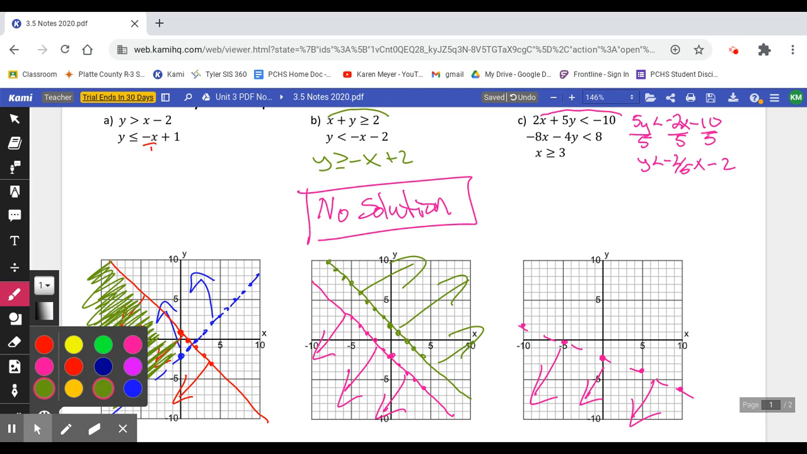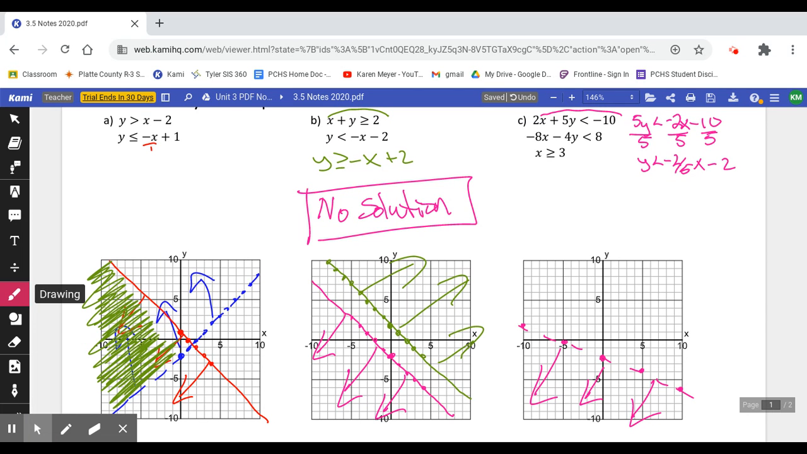Now the second one. Once again, I got to rewrite this one. So let's start by moving our x over. So negative 4y is less than positive 8x plus 8. Divide all parts by negative 4. Oh, what happens with an inequality if you divide by a negative? You have to flip it. So flip it over, and then this reduces to negative 2x minus 2.